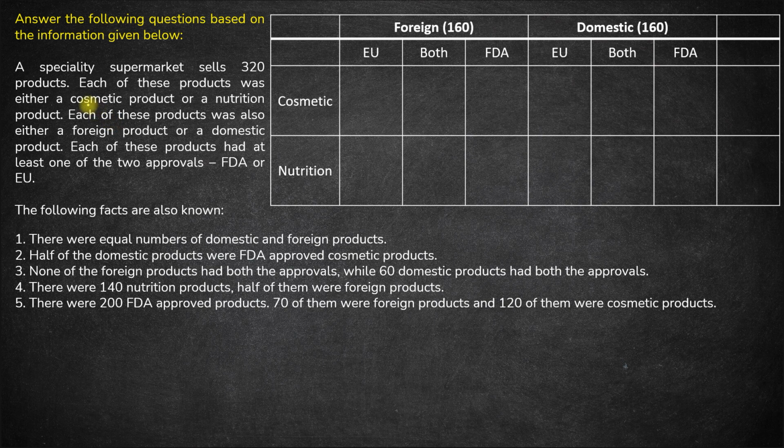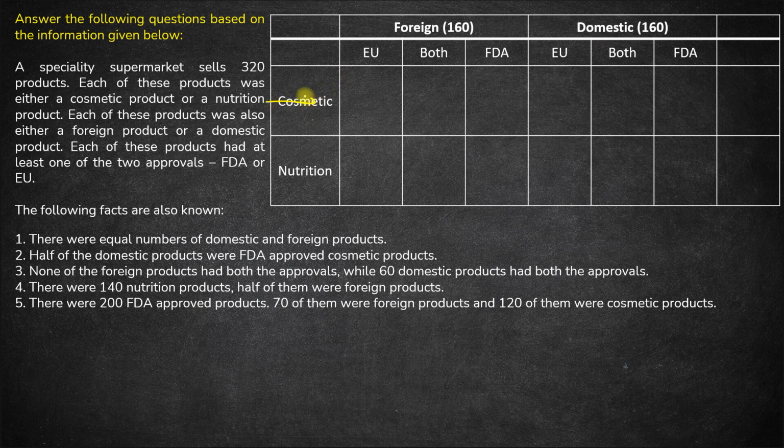First, a product is either cosmetic or a nutrition product. This is the first categorization. Then a product will be either a foreign product or a domestic product. This is the second categorization. And within this, each product will have at least one of the two approvals, from FDA or EU. That means a product can have only EU approval, only FDA approval, or approval from both, EU as well as FDA. So this is the table that we make.